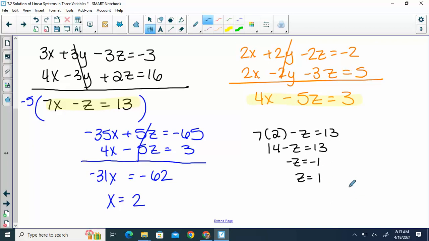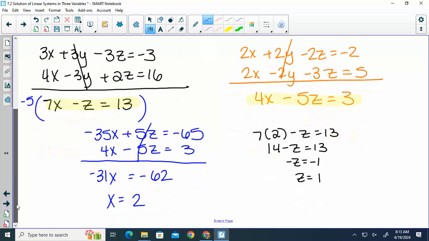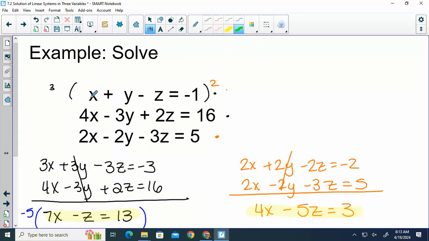So now we have x and z, so we go back to the original. Huh? You would subtract your 14. Because it's 14 minus z. It's okay. I could very easily have made that mistake.